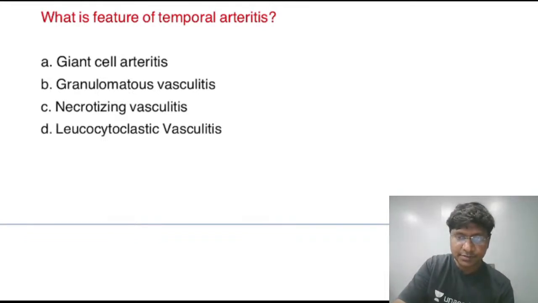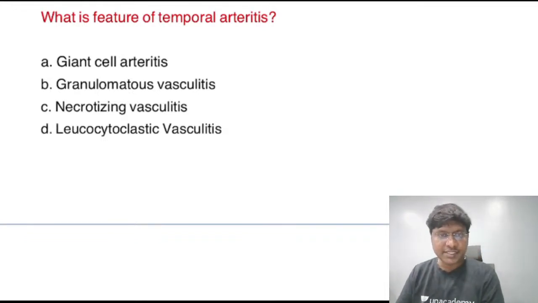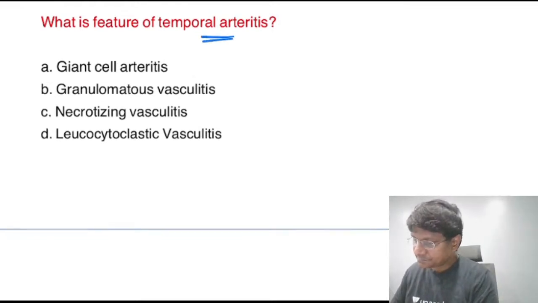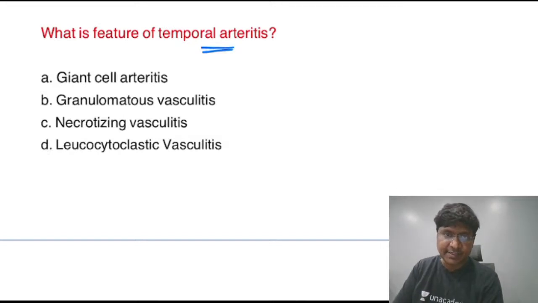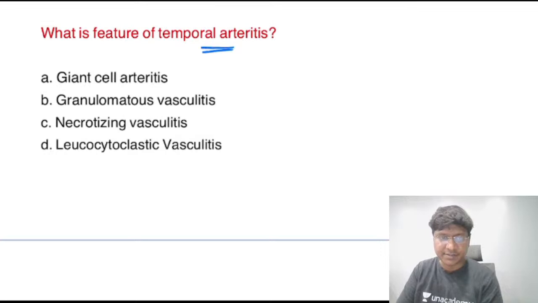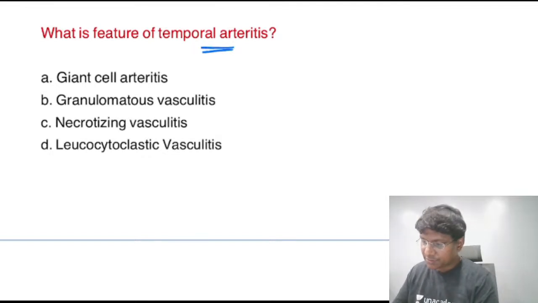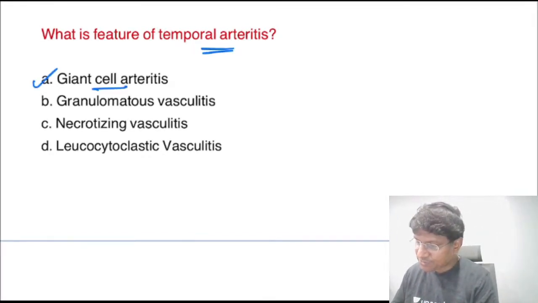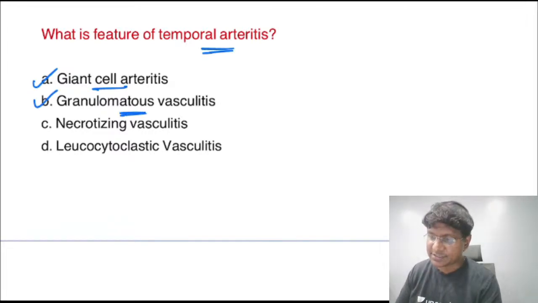So you see the next question. What is the feature of temporal arteritis? Giant cell arteritis, granulomatous vasculitis, necrotizing vasculitis, leukocytoclastic vasculitis. Actually, you have two options which are correct in this. So a very simple and easy question. One is giant cell arteritis, and very good Priya Thakur, even granulomatous vasculitis.